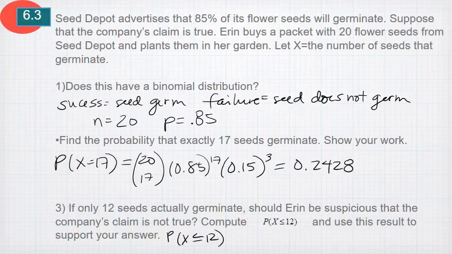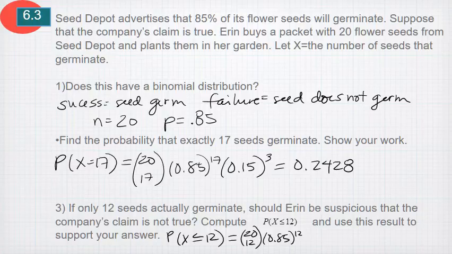To do this problem, since it's less than 12, I'm going to pick 12 out of 20, so 20 pick 12. If I find the probability of 12 and it's not very likely, then I know that less than that is probably not going to occur. So the chance of these seeds germinating is 12.